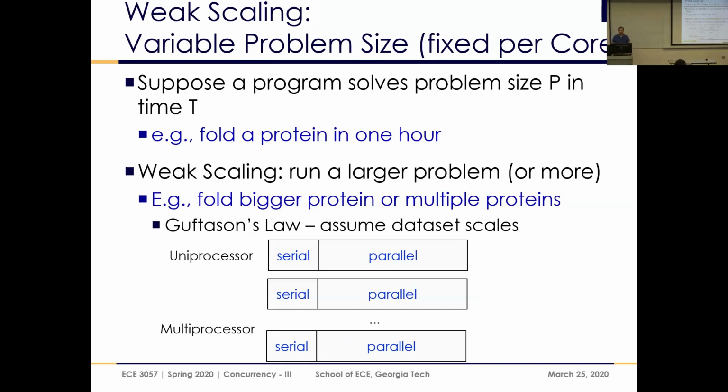Gustafson's law assumes data set scaling. So on this one, if we're folding multiple proteins, all of them can be applied. All of them are still going to have that serial and the parallel portion, but we can do all of these in a multiprocessor sense at the same time.